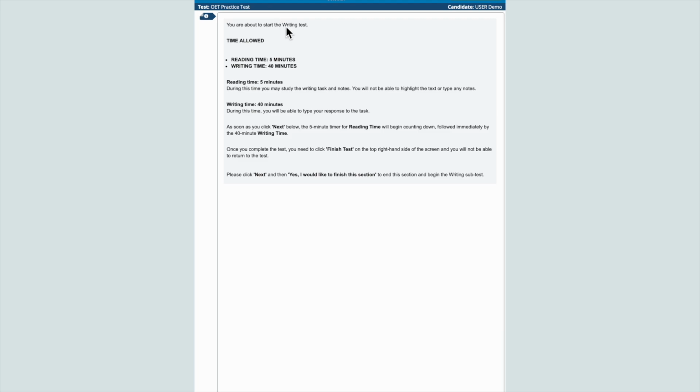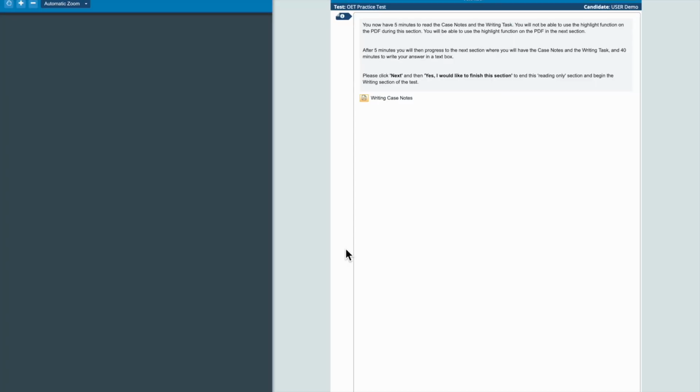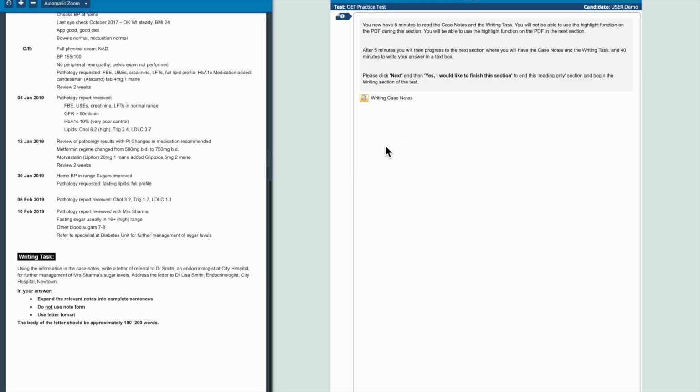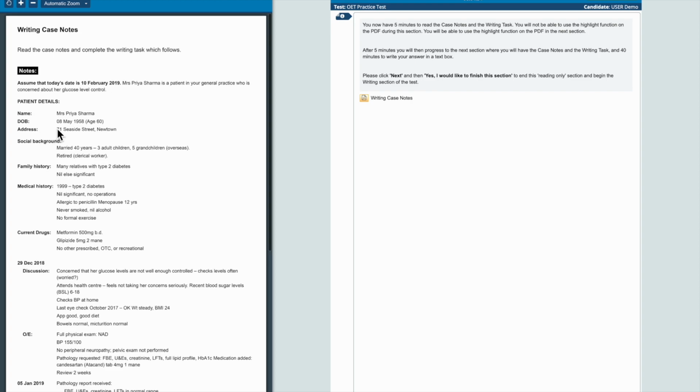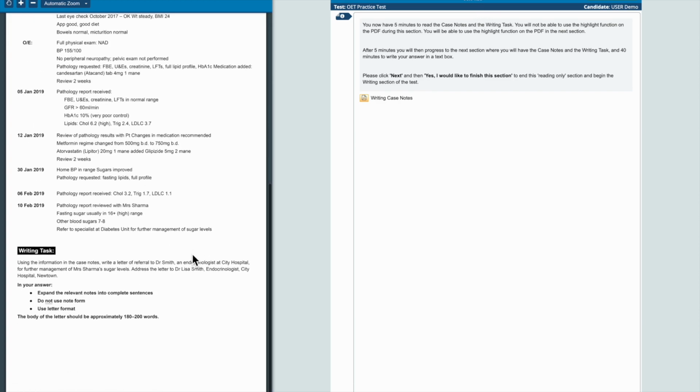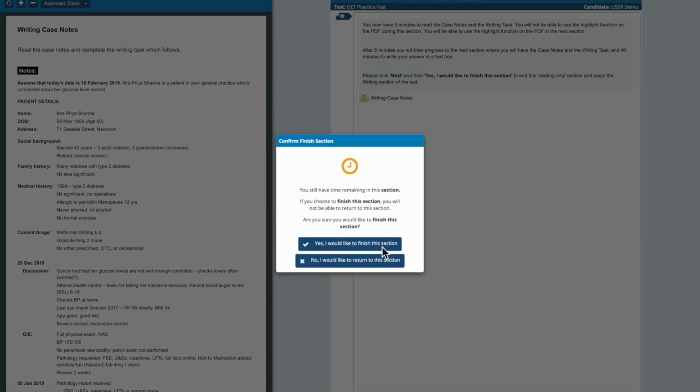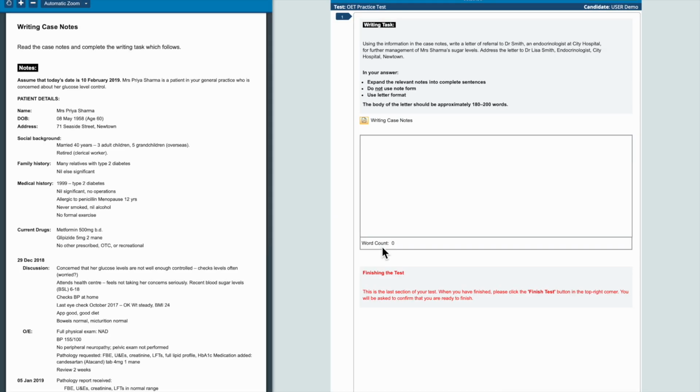So now we're starting the writing portion with the introduction, and we get a 5-minute reading time. And then as you see, you cannot type in the first 5 minutes. You can only read, and yes, you cannot even highlight in the first 5 minutes. That also gets enabled only when you finish this 5-minute reading time. And then the 40 minutes start. If you skip the reading time, it does not mean it's going to get added to this. So please use your full 5 minutes to read the case notes.